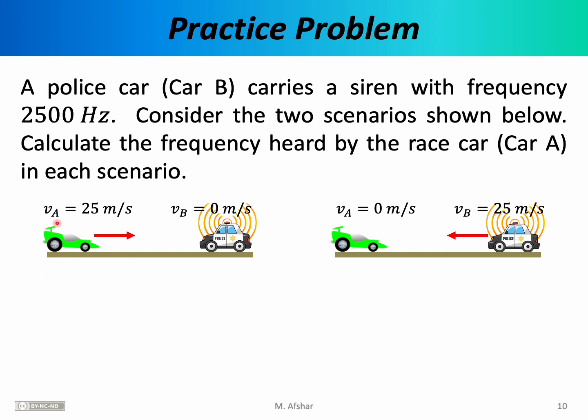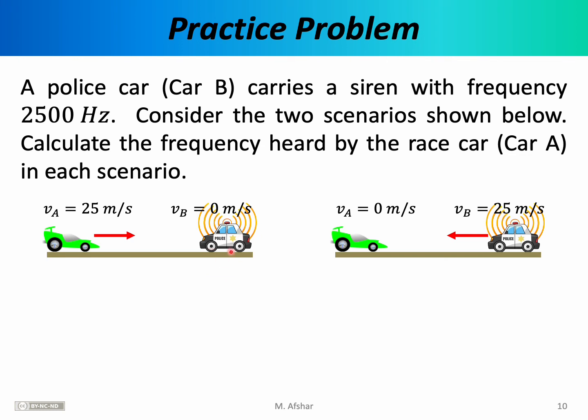On the left, car A is moving with a speed of 25 meters per second towards car B, while car B is at rest. So we can say the detector is moving, but the source is not moving. In the second scenario on the right, car B is moving towards car A with a speed of 25 meters per second, while car A is at rest. So we can say that the detector is at rest while the source is moving. And the question is, in each of these scenarios, what is the frequency that car A hears?